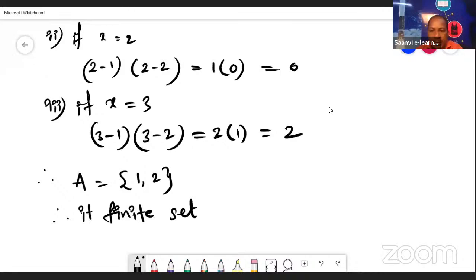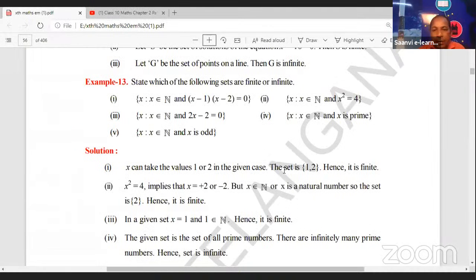Now let us see the examples. In that same example, if we observe this third problem, x such that x belongs to N, it means x belongs to natural numbers, 2x minus 2 is equal to 0. This is also a finite set. And if we observe the fourth example, x such that x belongs to N and x is a prime number. x is a prime number means how many prime numbers are there? There are so many prime numbers.